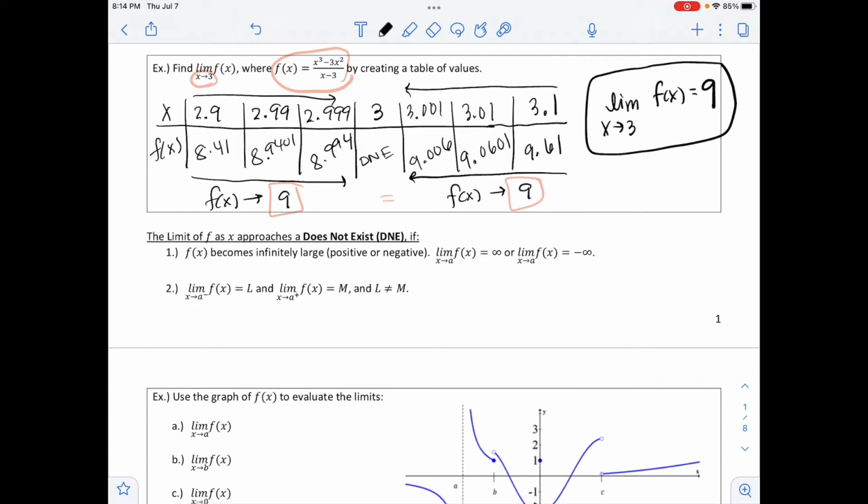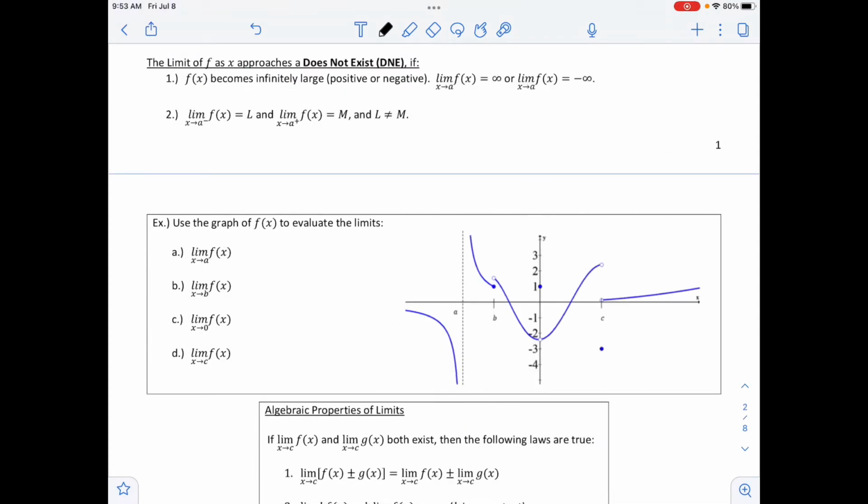So yes, it is undefined at 3. However, I'm going to take the limit, and when you take a limit, you need to look at both the left and the right-hand side to see if they're equal, as stated right above this example. And so the limit exists, and it's equal to 9 because the limit from the left and the limit from the right both approach the same value, and that value is 9.